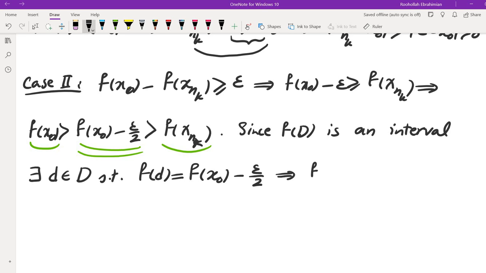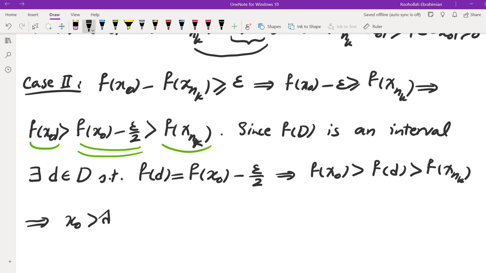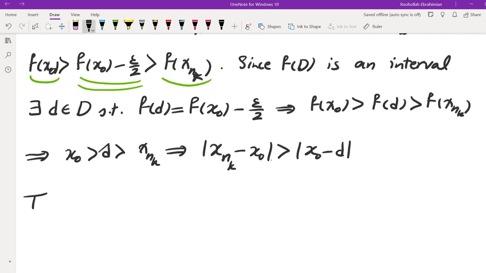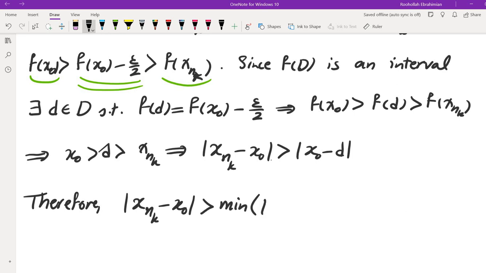And that means f(x0) is greater than f(d), which is greater than f(x_nk). But f is strictly increasing, so that means x0 is greater than d, which is greater than x_nk. So in that case, the distance between x_nk and x0 is greater than the distance between x0 and d. Therefore, the distance between x_nk and x0 is greater than the minimum of x0 minus c and x0 minus d.